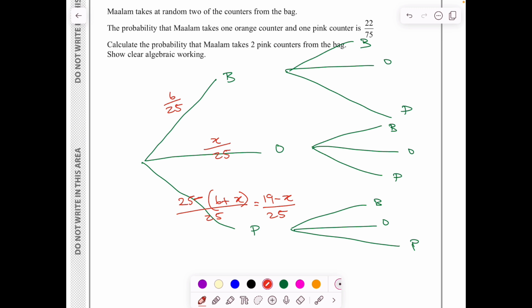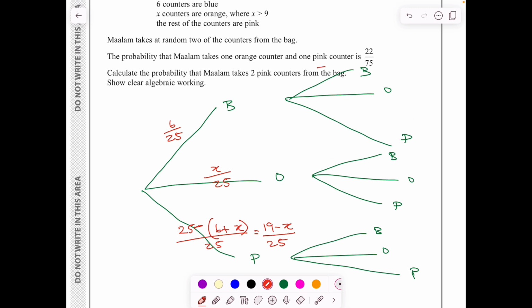So that's that one. I know that all of these are going to end up being out of 24 now, because she does not choose one counter, then put the other one back. She takes two counters straight at the same time. So now the probability of getting any of these has become out of 24. This one is nice and easy. If I chose blue first, then of course there's only going to be 5 blue counters.